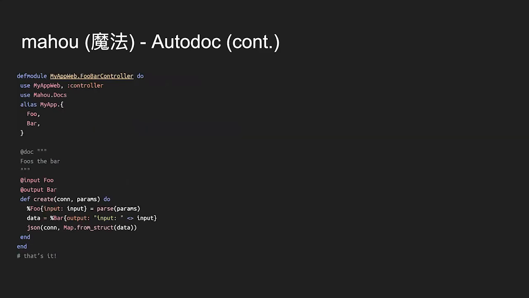Here's what it looks like. Super simple. This is just an example Phoenix controller. You can see it's about three extra lines of code. Use mahou.docs, and then annotate your controller functions with just inputs and outputs. Ideally, that wouldn't be necessary, and you could just write a type spec. I'm not there yet.